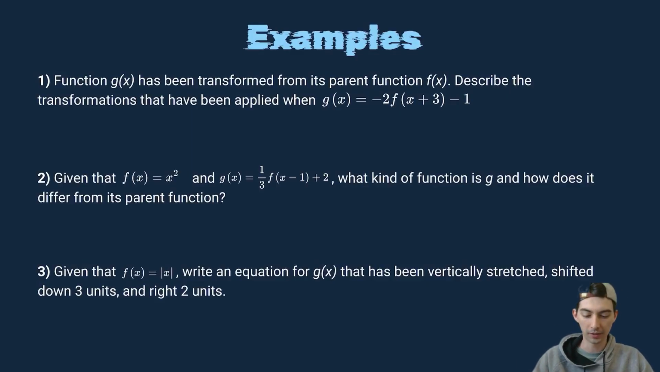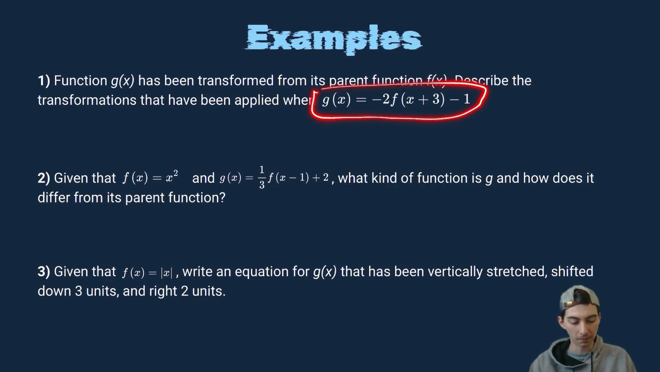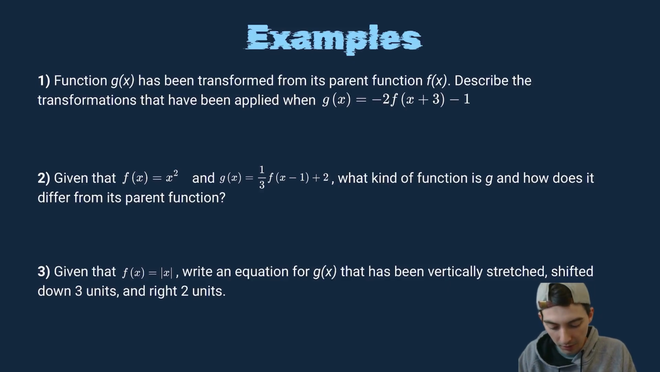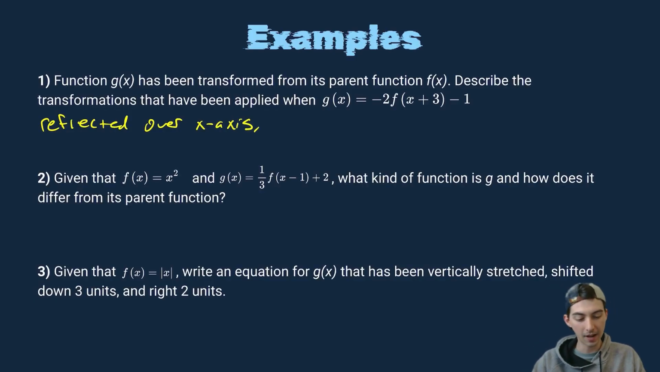Let's do some practice with this now. So question 1 says function g of x has been transformed from its parent function f of x. Describe the transformations that have been applied when we get this for g of x. And so all we're doing is we're listing all the transformations that we have in this specific equation. And so first thing I have, just going left to right, is this negative. We said if a is negative, it's going to be reflected over the x-axis. Okay, that's the negative.